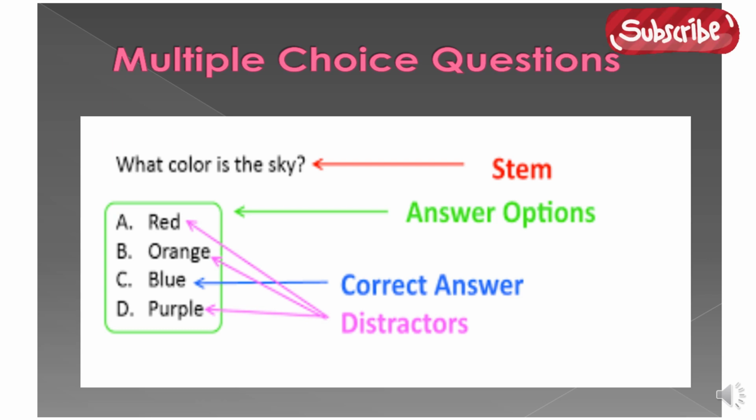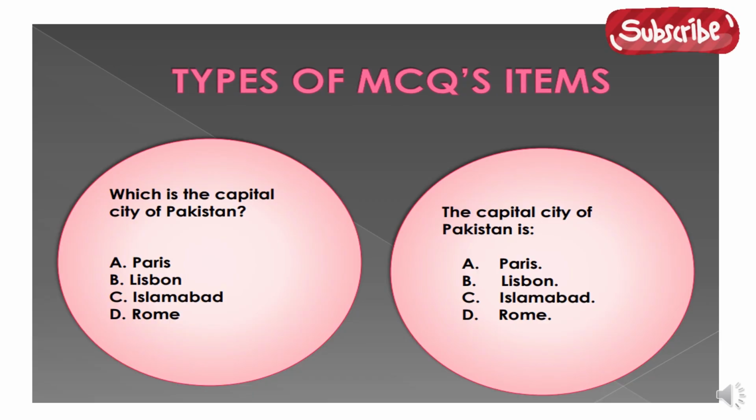The next is the multiple choice question. The example is already given: what color is the sky? This is the stem. The options are highlighted with the arrow: red, orange, and purple. On the other hand, the correct answer is given, that the color of the sky is blue. Now, types of MCQ items, like which is the capital city of Pakistan. This is one type, and the second type is the incomplete statement. So this kind of statement is given in MCQ items.